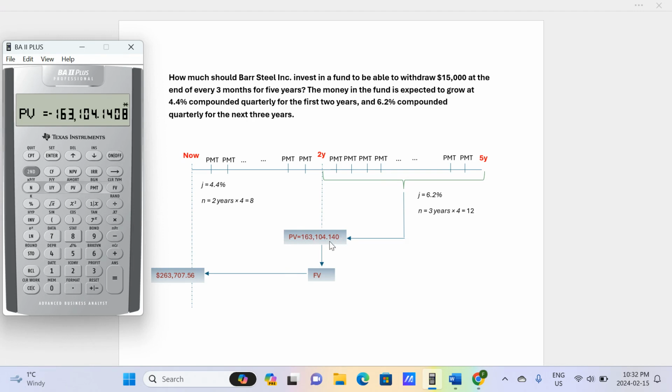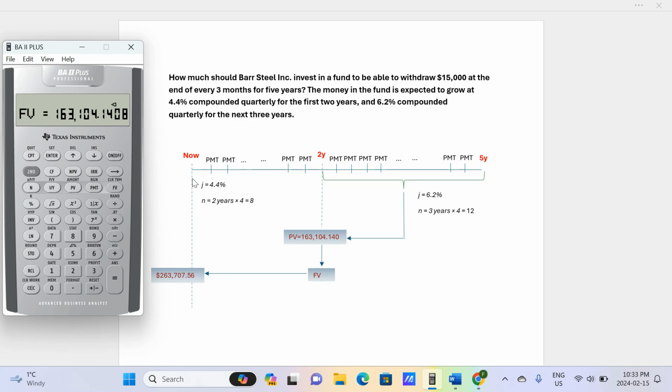Look at here, we get this number, 163,104.1408. Now I'm going to change this number to the future value. Why? Because the focal date is now. I'm looking for the amount of investment at the beginning. I press positive, negative to change this number to a positive number, because as you know, present value and future value always have different cash flow signs. Now I'm going to press FV. Now this number is the future value in the calculator.